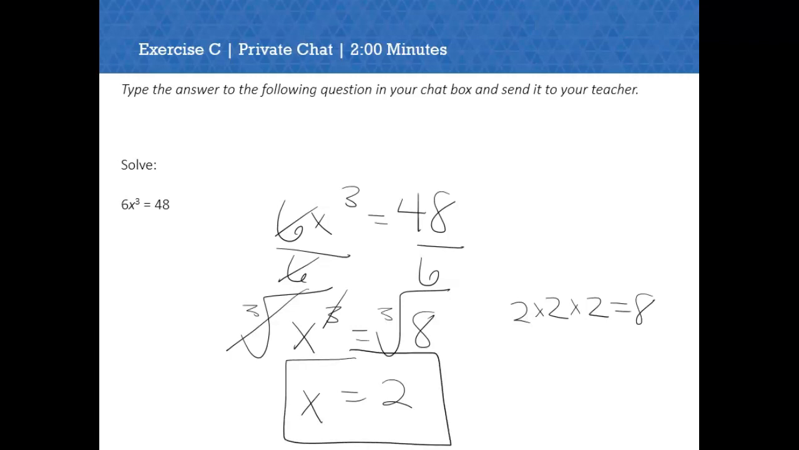So we wanted to isolate that cube, isolate that x, because that cube only goes with that x. So just like before, we want to get everything away from that x before we start messing with it. So that's why we divided both sides by 6 first.